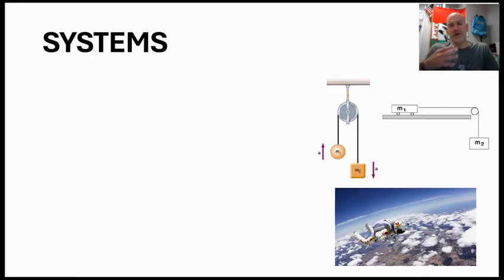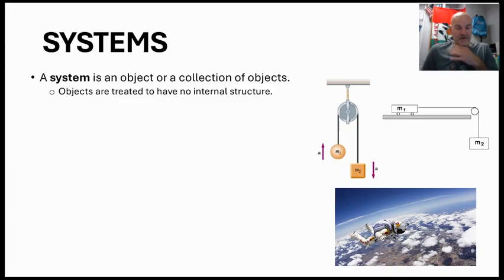So systems are very important here in physics because it helps us identify what things are happening or where things are happening. It allows us to make some of these problems that we're going to encounter very easy, versus if we have a single system versus two separate systems. So a system, you think about it, is an object or simply a collection of objects. So what we say is that objects are treated to have no internal structure. So if it's like a block, that's just a simple object, right?